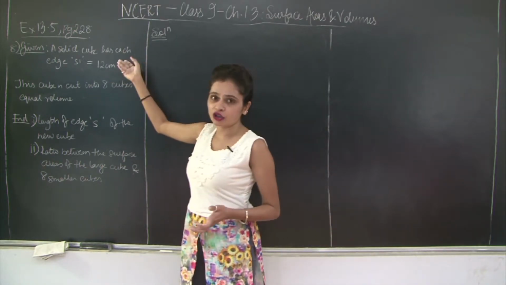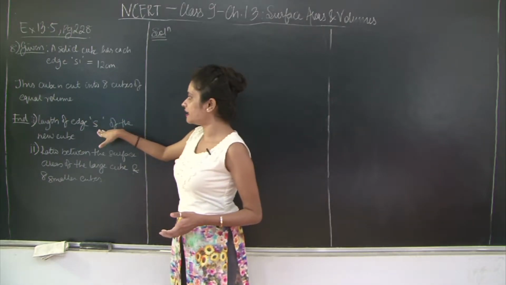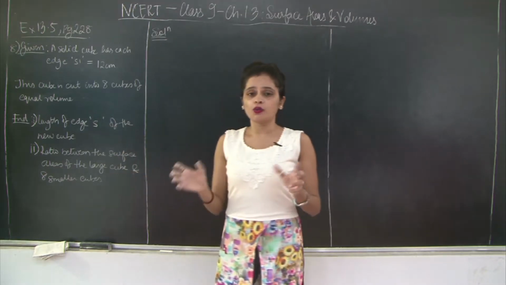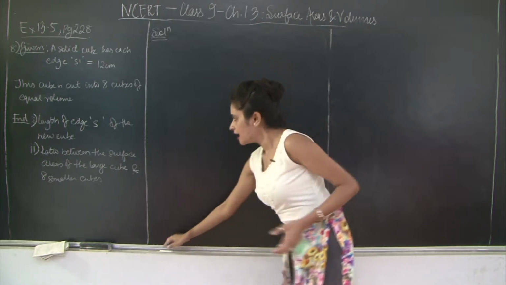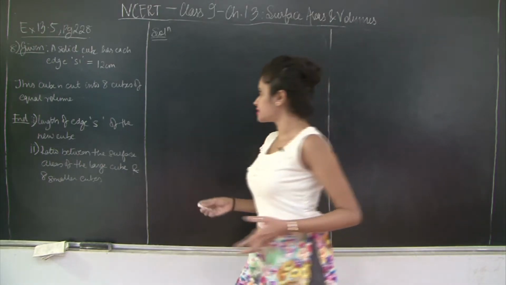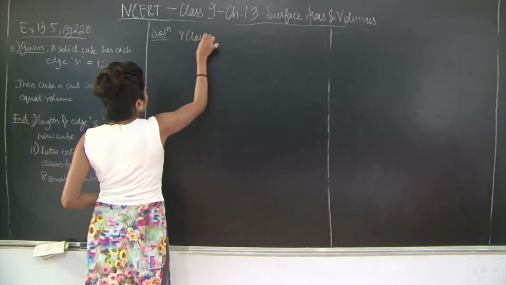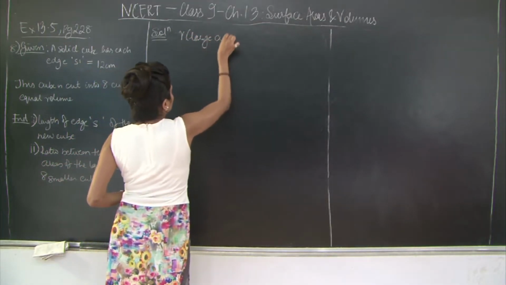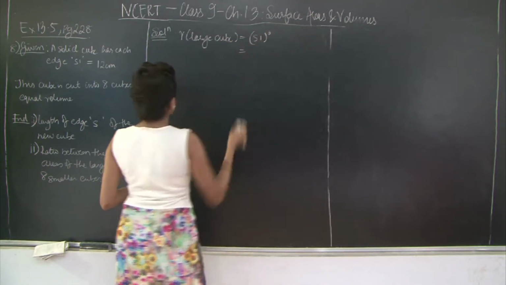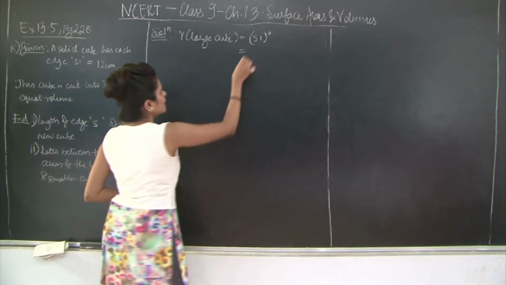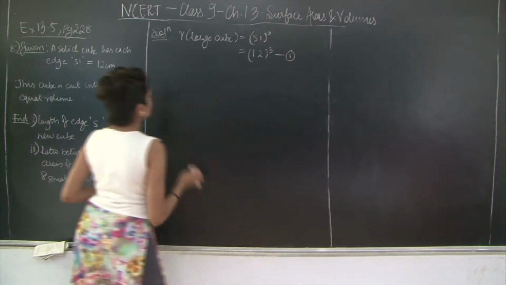It is going to be 12 cube, and let's say now this cube has side S, right? So this will be S cube. We are going to equate both these volumes because the volume is going to remain constant, and then find the length of the edge S. So I am going to say volume of large cube is equal to S1 cube, right? Because the volume of cube is side cube. This is going to be 12 cube. I'll mark this as 1.